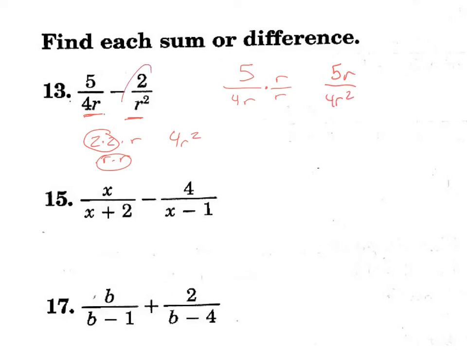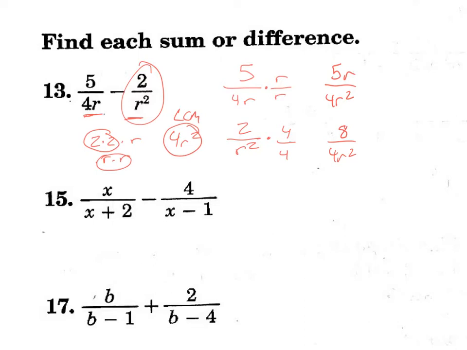Now let's work with this piece. This piece is 2 over r squared. We need 4r squared on the bottom, right, because that's our least common multiple. So we're going to take both the top and bottom times 4, right, because that'll give us 4r squared on the bottom. So now we have 8 over 4r squared.